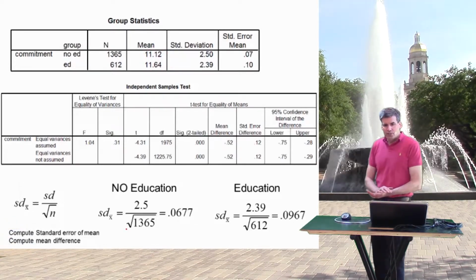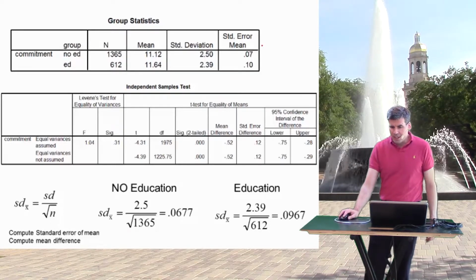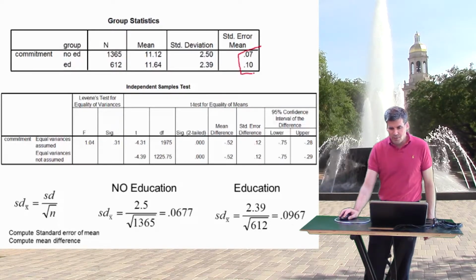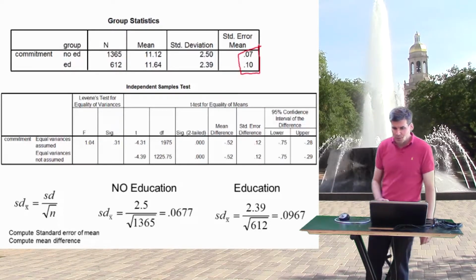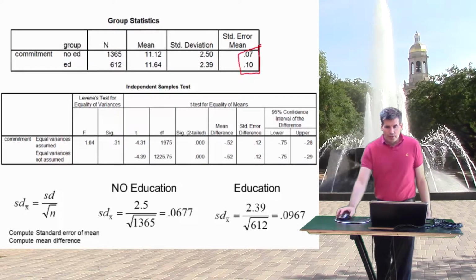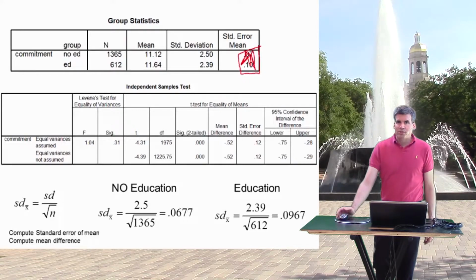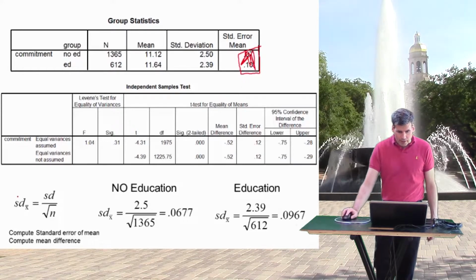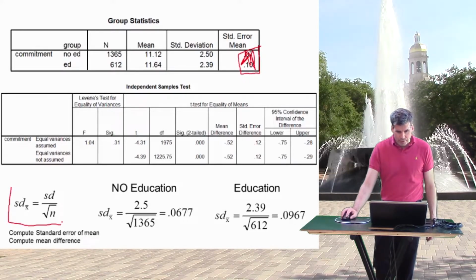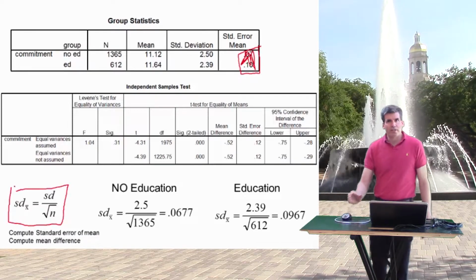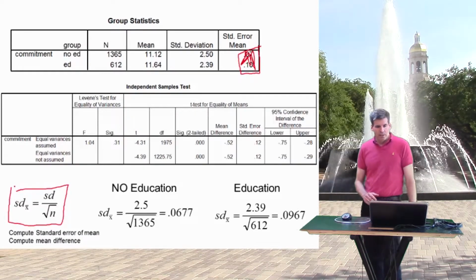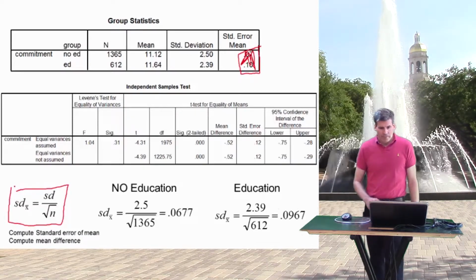Another thing I might ask you to do is to calculate these standard errors of the mean. So we have the standard error of the mean for group 1, standard error of the mean for group 2. I might scribble those out and say, here, you calculate, you tell me what those standard errors are. And down at the bottom here, I have a formula for the standard error of the mean. Standard deviation divided by the square root of n will give you the standard error of a mean.